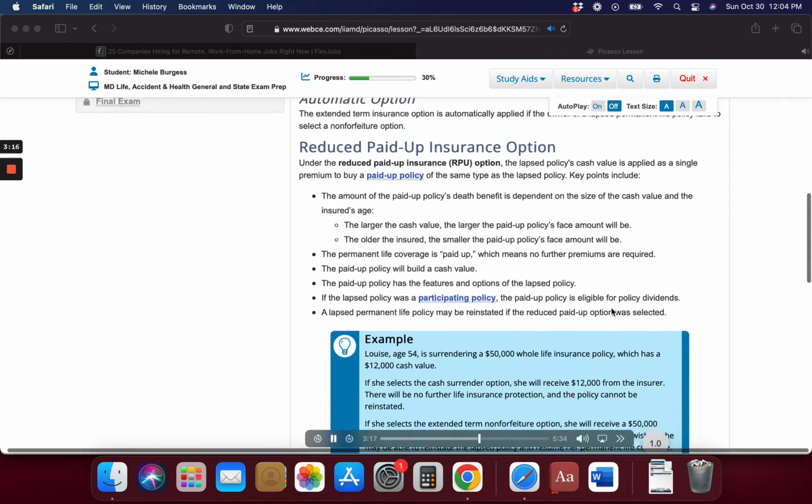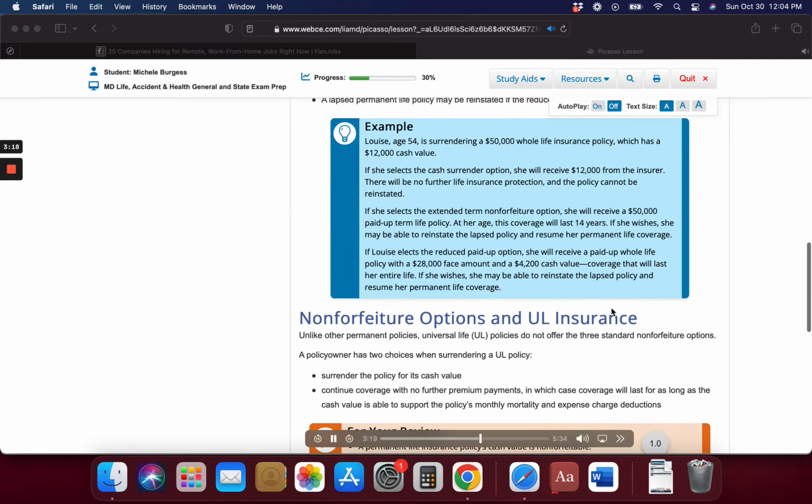Example: Louise, age 54, is surrendering a $50,000 whole life insurance policy, which has a $12,000 cash value. If she selects the cash surrender option, she will receive $12,000 from the insurer. There will be no further life insurance protection, and the policy cannot be reinstated. If she selects the extended term non-forfeiture option, she will receive a $50,000 paid-up term life policy. At her age, this coverage will last 14 years. If she wishes, she may be able to reinstate the lapsed policy and resume her permanent life coverage.